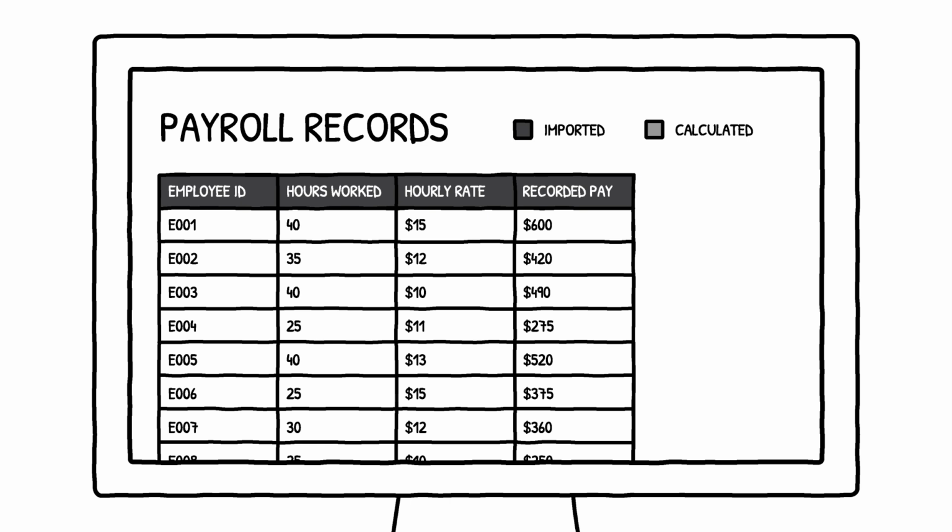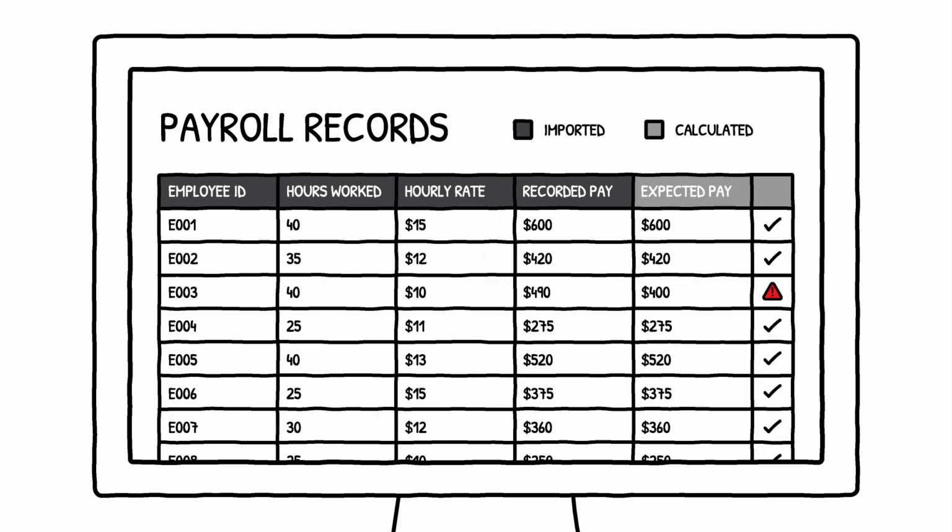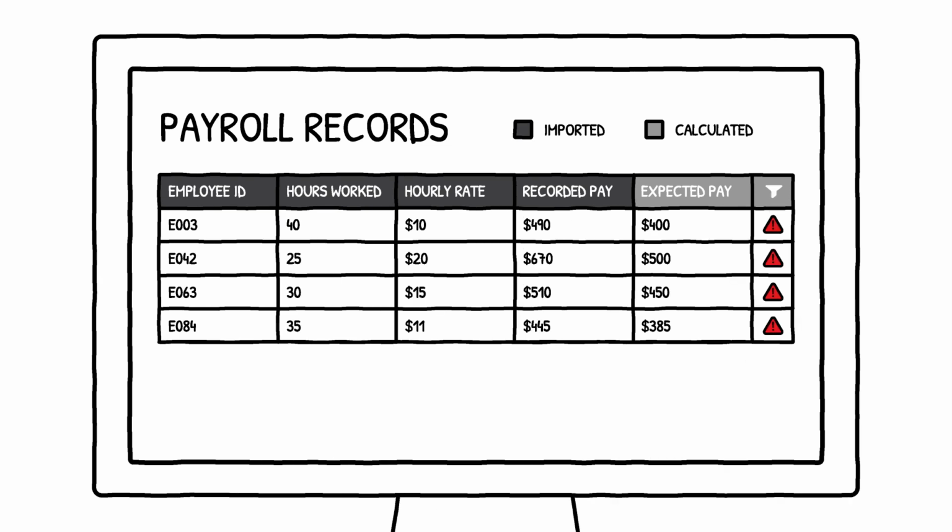The auditor can then use the software to create a calculated field to determine the expected pay for each employee. They can then apply a filter to see all the employees where the actual pay does not match the expected pay. The auditor can then use the software to identify the root cause of the overpayment before reporting the finding.